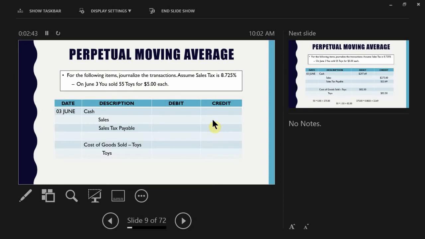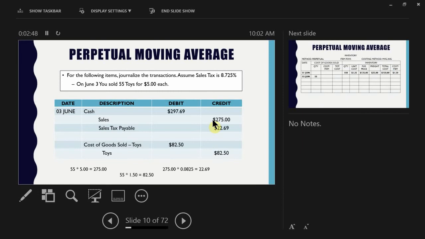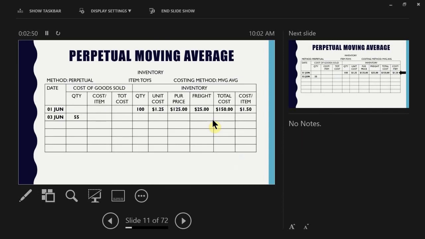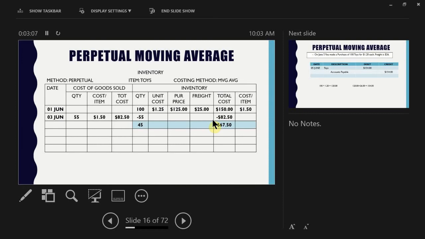Then, of course, we sold some along the way. When we did that, this stays the same. We take that $150 and calculate the cost here. We know we're going to get $82.50, and we take that right away out of my batch of 100. So now I should have a remainder of 45 from my first batch.